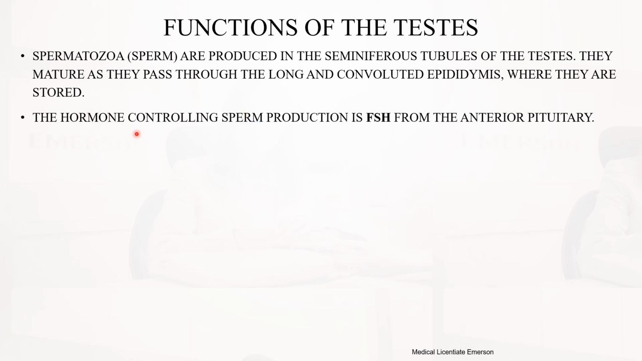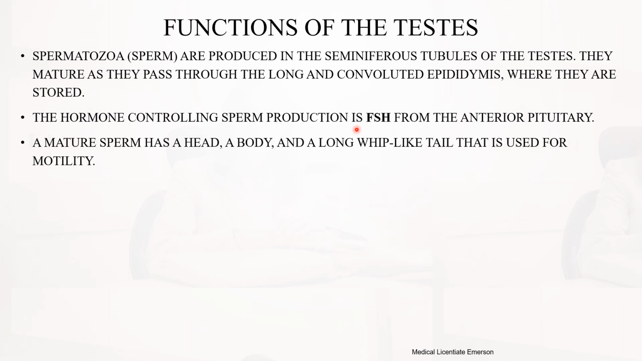Okay, then the next thing, apart from formation of the sperms and of course storing of the sperms, the other function is that you have to know there is a hormone which controls sperm production, which is follicle stimulating hormone. So in short, follicle stimulating hormone is from the anterior pituitary gland, and it's not only found in females, even in males there is follicle stimulating hormone. Then in males, the follicle stimulating hormone stimulates the sperm production. It activates the production of sperms.